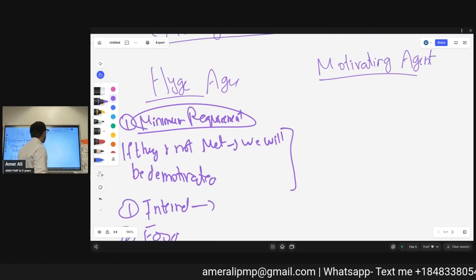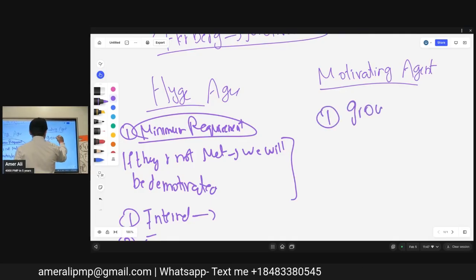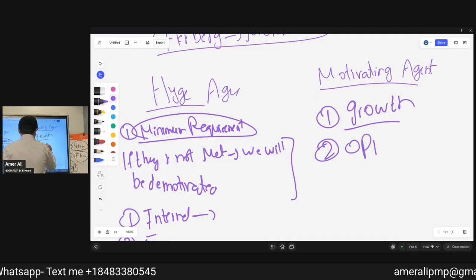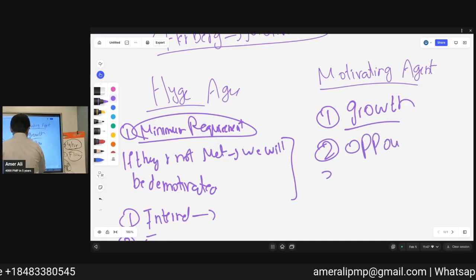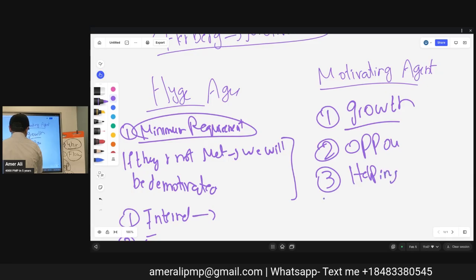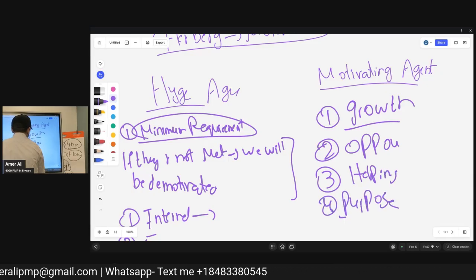What motivates us? Motivating agents. Growth, something that helps us to grow. Opportunity. Helping others. Working for a purpose. Something that is bigger than us.